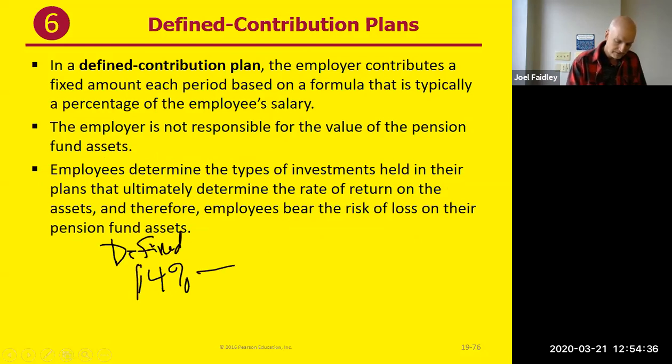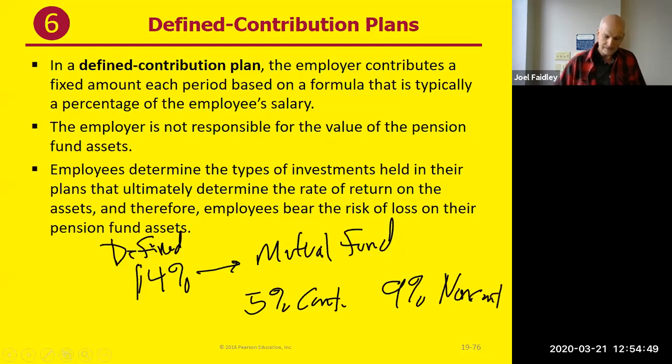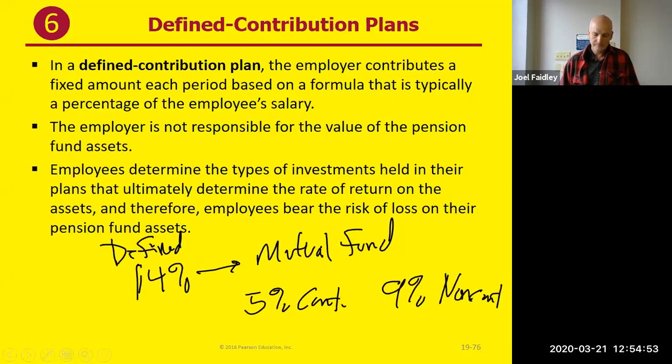That 14% is going to a mutual fund of my choosing. 5% is what? Contributory. 9% non-contributory. It's a good way to relate those two together, right? When you talk about contributory versus non-contributory, these are mingled together. And the same is true for a defined benefit plan. You've got contributory and non-contributory, whether it's a defined benefit or a defined contribution.